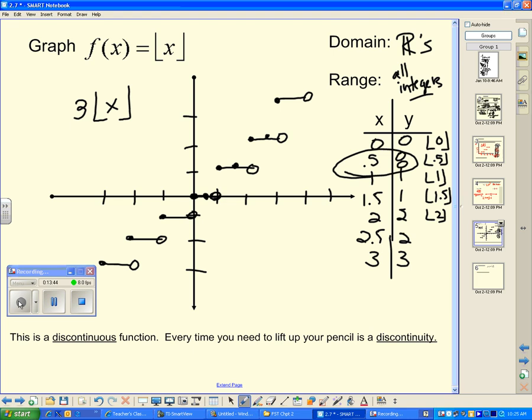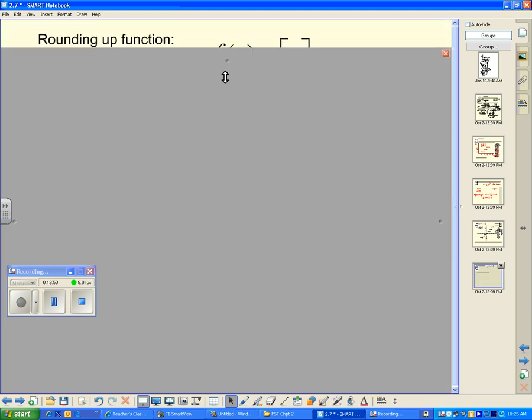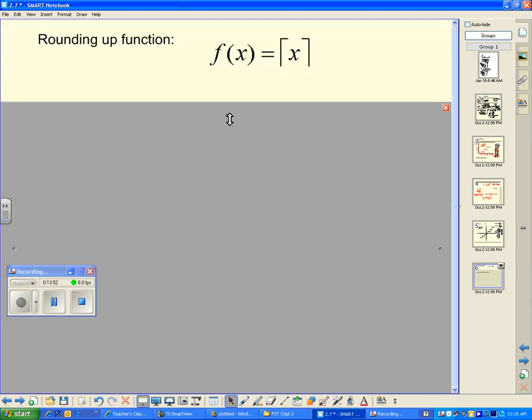All right, the other thing that you're going to talk about then in your homework is the rounding up function. You don't see this as much. Actually, this is the only book that I've seen it in. The rounding down function, or that floor function, is really, really common. This is the exact opposite of what we just did. You just round your integer up.